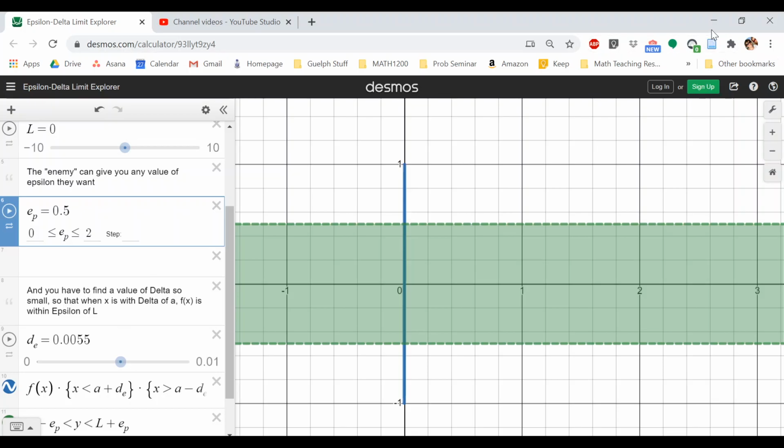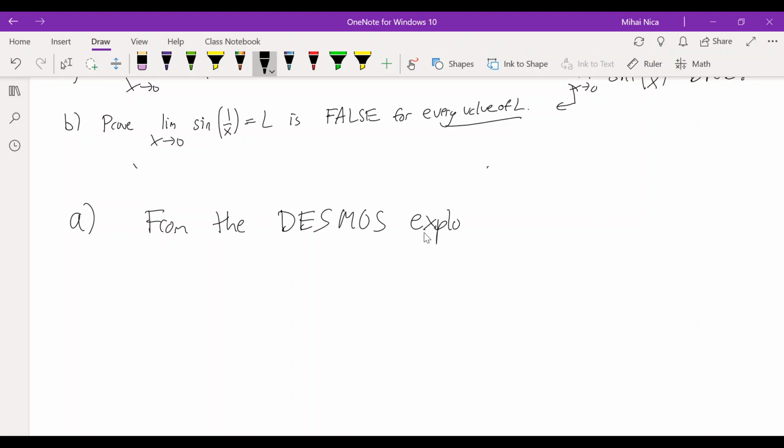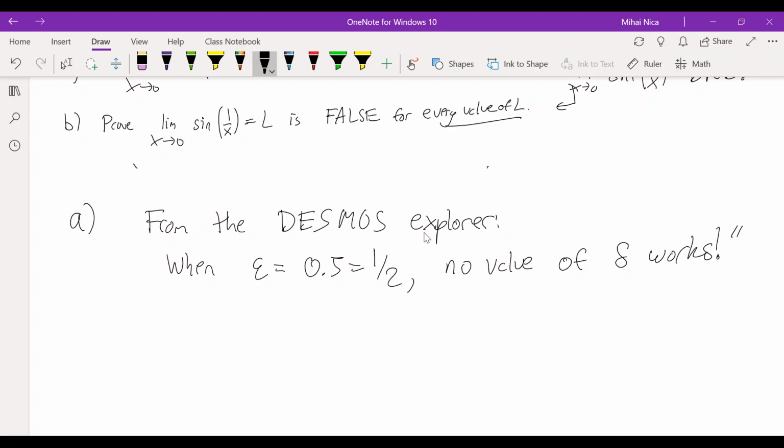So really the fundamental idea, let me write down the idea. A, so from the Desmos Explorer, the idea is when epsilon equals 0.5, or that's also known as a half, no value of delta works. That's the fundamental idea. And we're going to convert this into math. So when epsilon equals 0.5, no value of delta works.